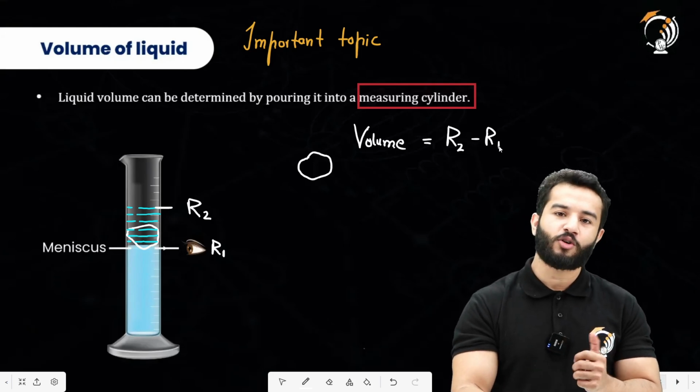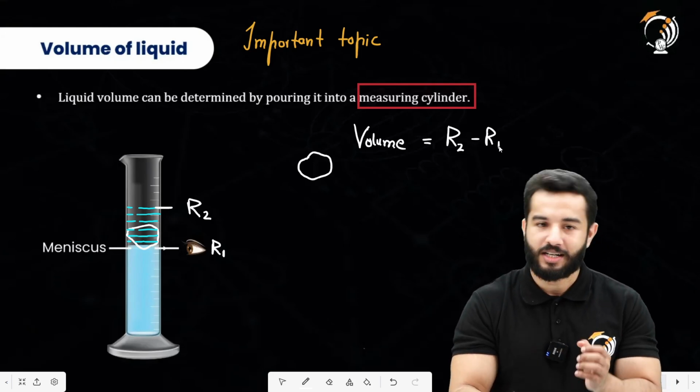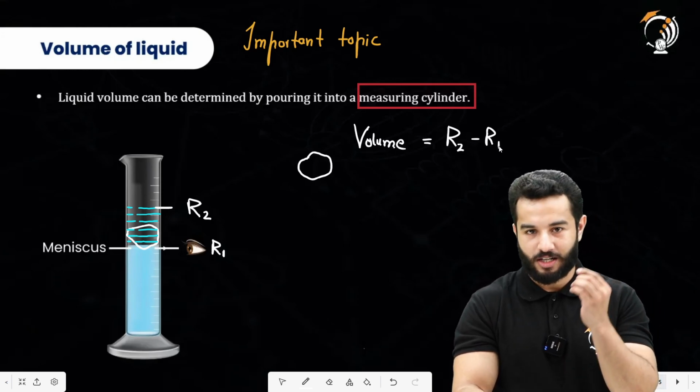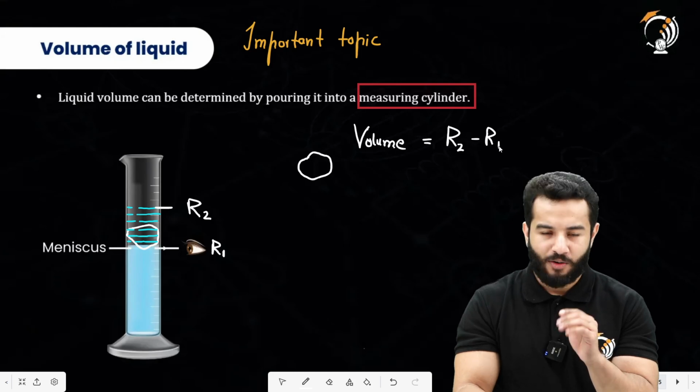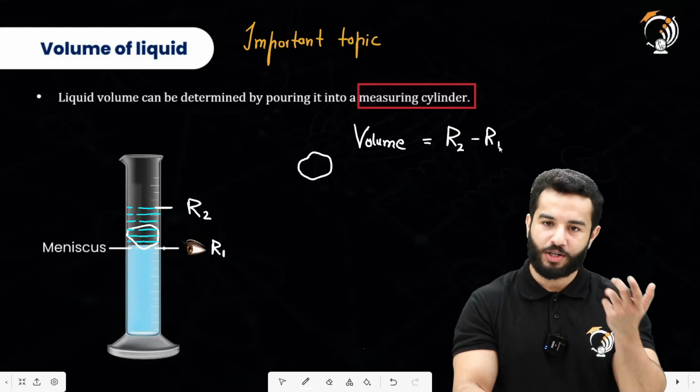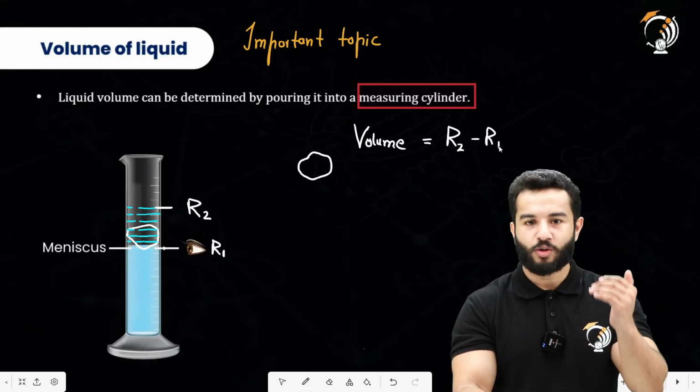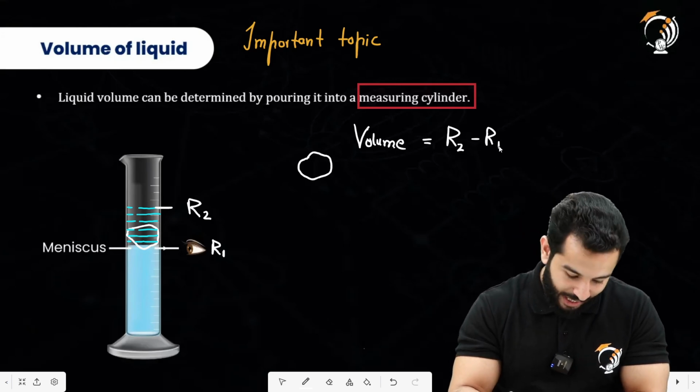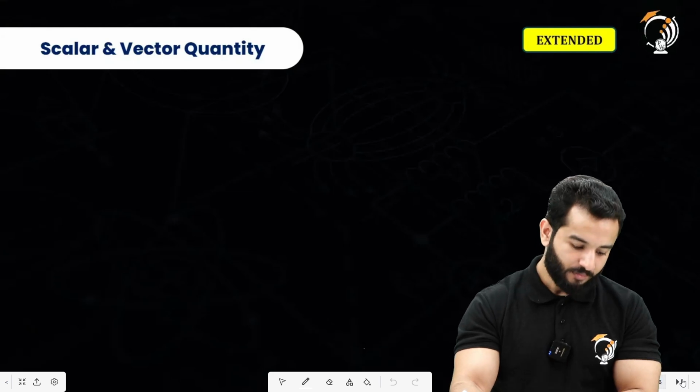Also we are going to find density through a measuring cylinder. We are going to also require a balance for that. We are going to talk about that when we reach mass and density. So we are going to cover all of these topics as well, right? Moving on to the next part.